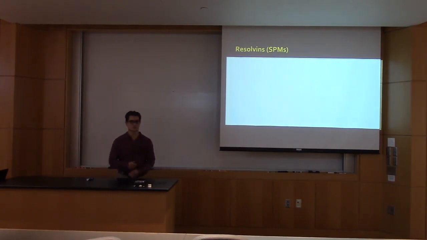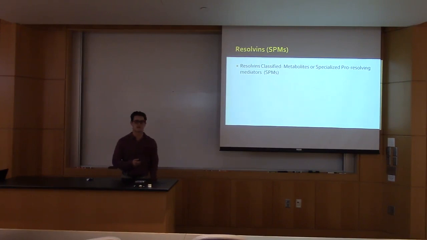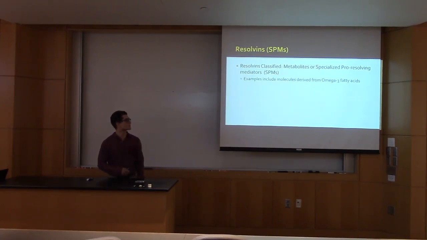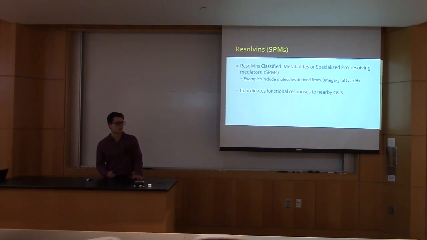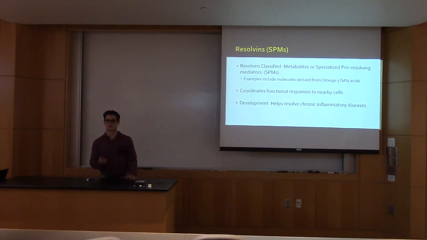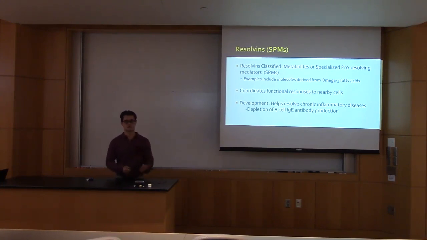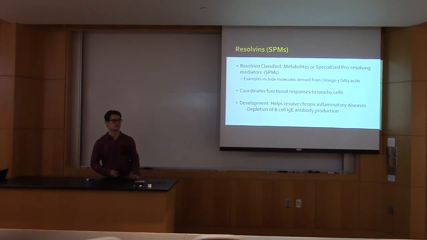So resolvins, or SPMs. Resolvins are classified as metabolites or specialized pro-resolving mediators. A good example of these are molecules that can be derived from omega-3 fatty acids. Basically what they do is coordinate functional responses to nearby cells, ultimately telling nearby tissue cells and sending out anti-inflammatory signals to those tissue cells. This development of resolvins helps resolve chronic inflammatory diseases such as asthma through the depletion of B cell IgE production.